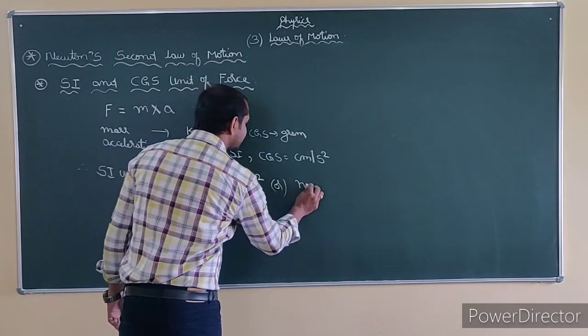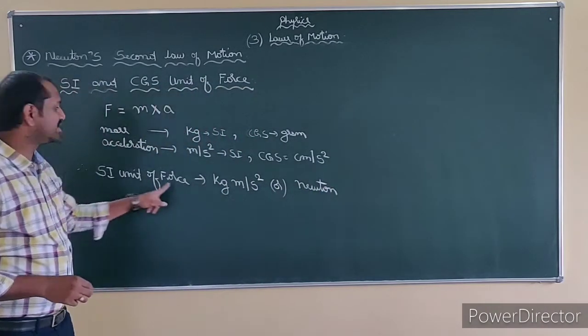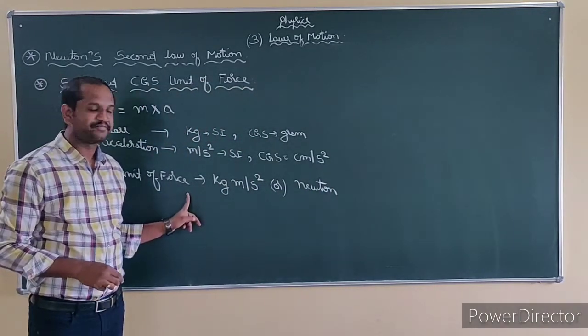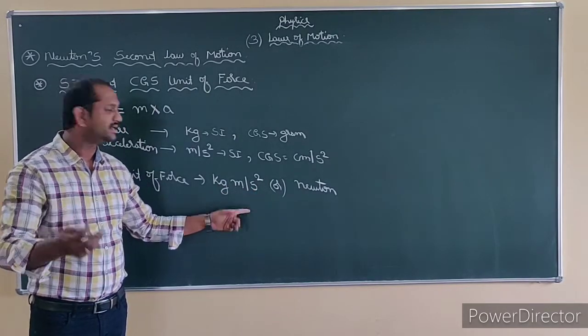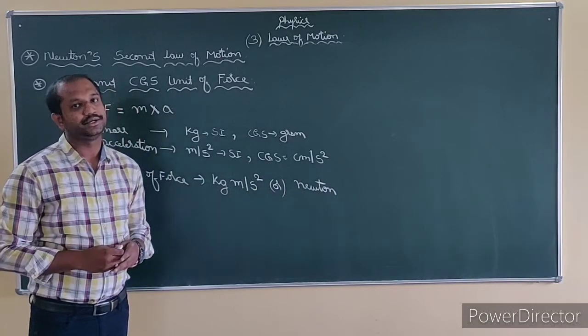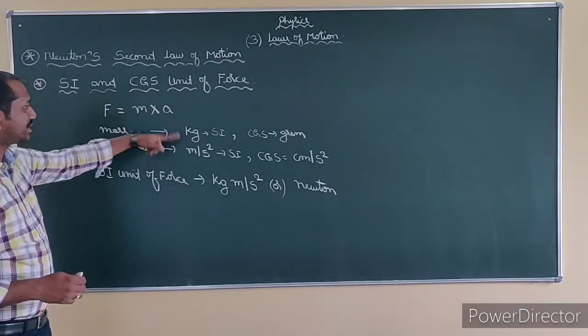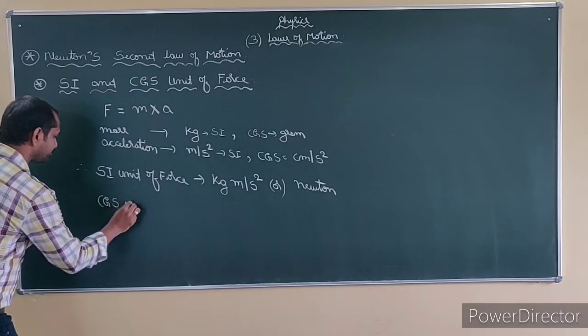Otherwise, we can call it Newton. Newton is the SI unit of force. Understand? Otherwise, you can write kg meter per second square. Even this is correct. This kg meter per second square itself is what we call Newton. Understood how to take the SI unit? Now, what is the CGS unit of force?